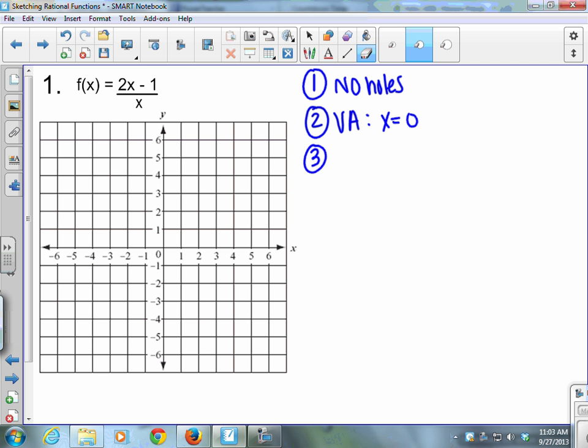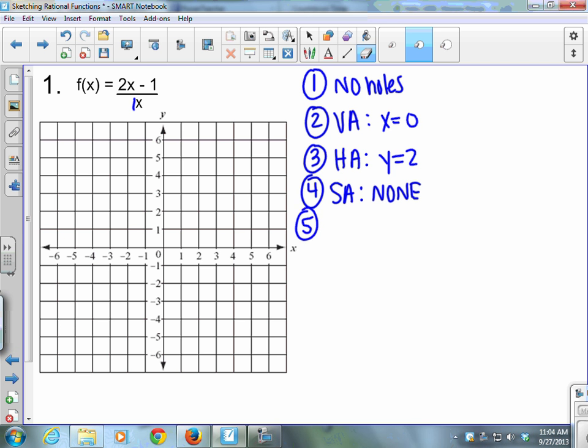Third thing I need to find are the horizontal asymptotes. Those we use our Boston rules. And so the degree of the top is going to be 1. The degree of the bottom is going to be 1. And so since the degrees are the same, I just take the leading coefficients and divide them. So 2 divided by 1 would just be 2. So the horizontal asymptote is going to be at y equals 2. Since there's a horizontal asymptote, there is no slant asymptote.